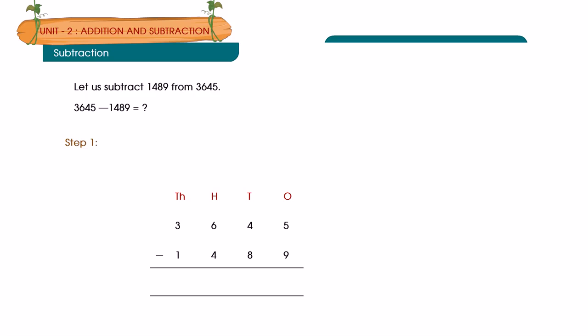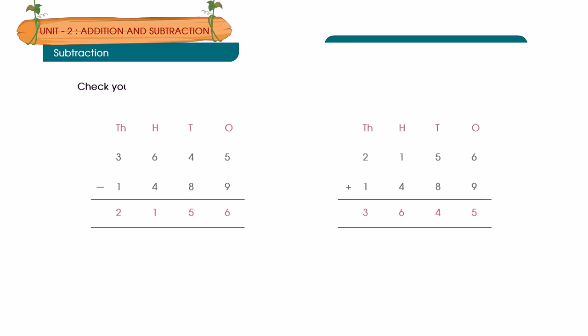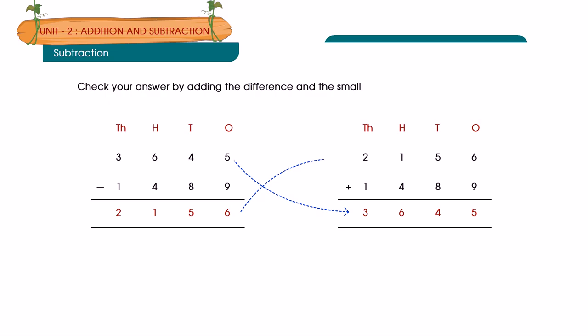Step 1. Subtract the ones. Step 2. Subtract the tens. Step 3. Subtract the hundreds. Step 4. Subtract the thousands. Answer: 2156. Check your answer by adding the difference and the smaller number. Answer: 3645 minus 1489 is equal to 2156.